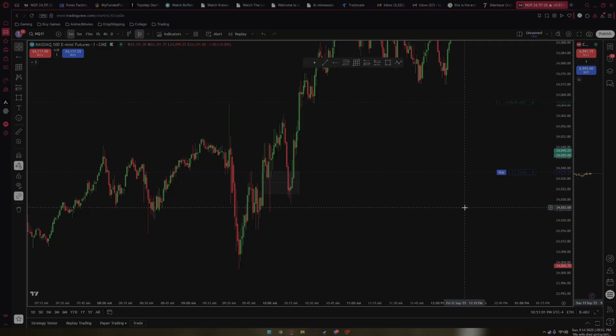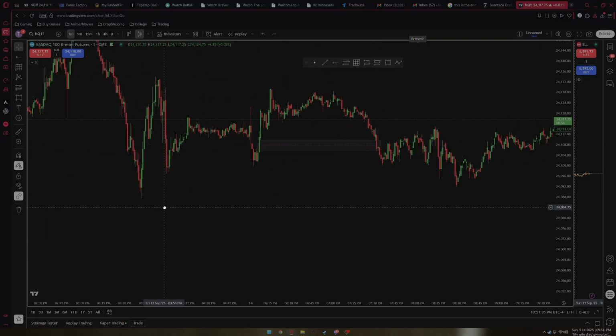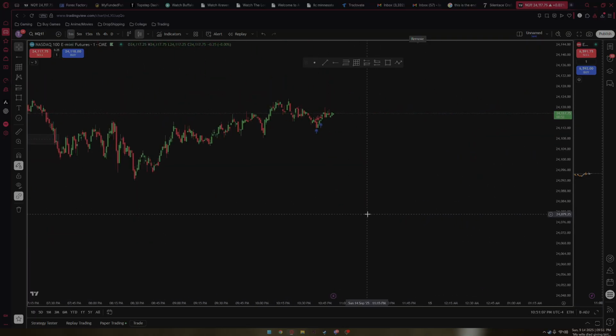I just wanted to take away the fact that you enter positions on the lower time frame, and you get your bigger picture of where the market is going on the higher time frames. That's what I think of it as.